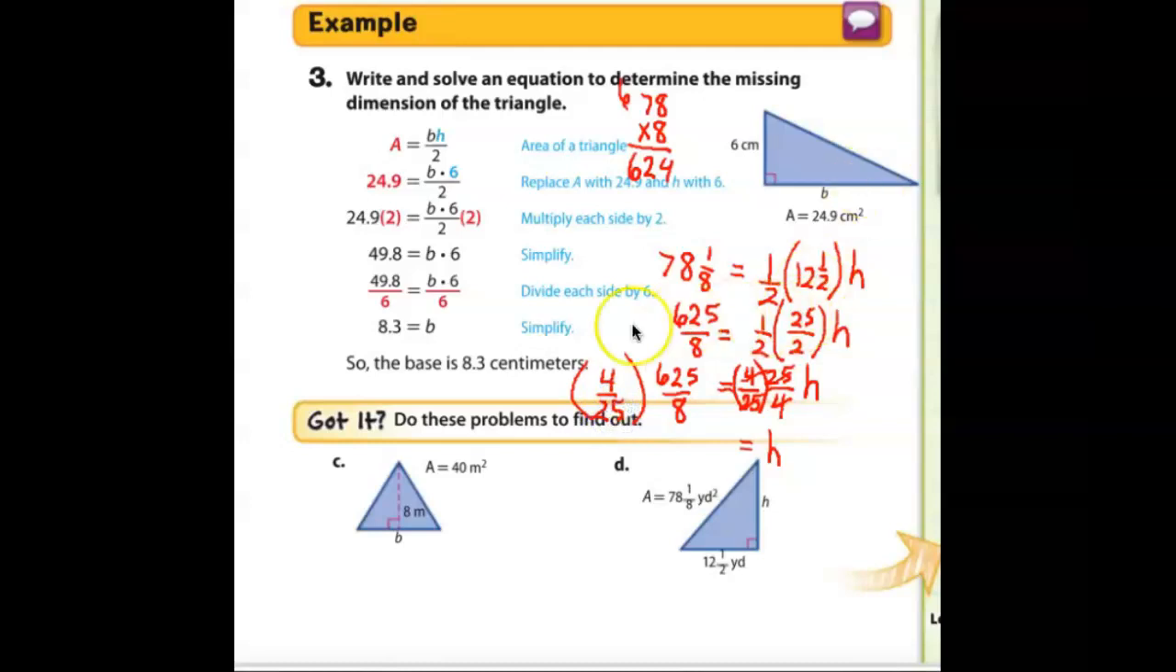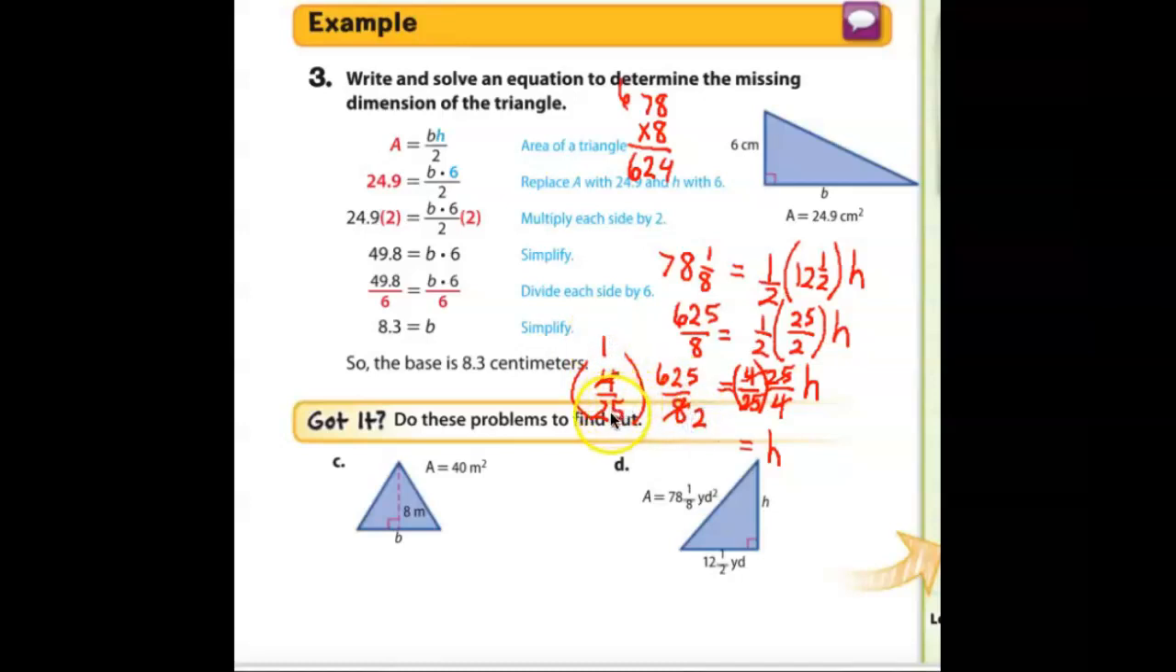Okay, so before we do this, because this is going to be a huge problem, 4 times 625, 25 times 8, let's see if we can simplify. Can we divide 4 by the same number as we can divide 8 by? What number would that be? Answer that for me, please. Very good. That answer would be 4. So I'm going to cross out the 4. 4 divided by 4 is 1. And 8 divided by 4 is 2.